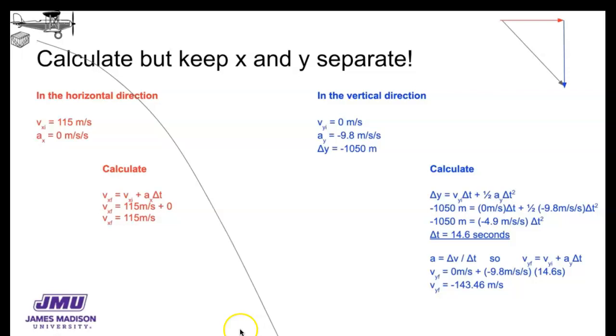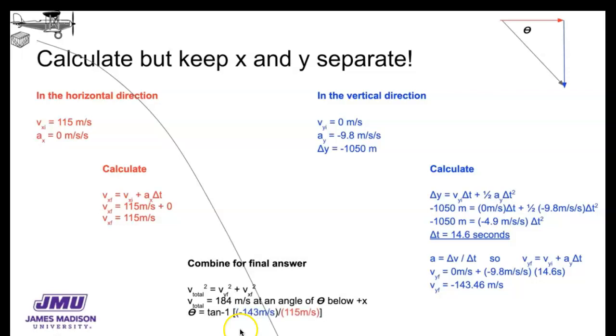This now makes a right triangle, so I can find the magnitude of that using the Pythagorean theorem. And I get 184 meters per second. I get that it is at an angle theta below the positive x-axis, so I've marked theta on my drawing, and I need to calculate for it. I'm going to go with the fact that tangent is equal to opposite over adjacent, and the opposite side is the blue arrow, that's my Vy final, and the adjacent side is the red arrow, that's my V final in the x direction.